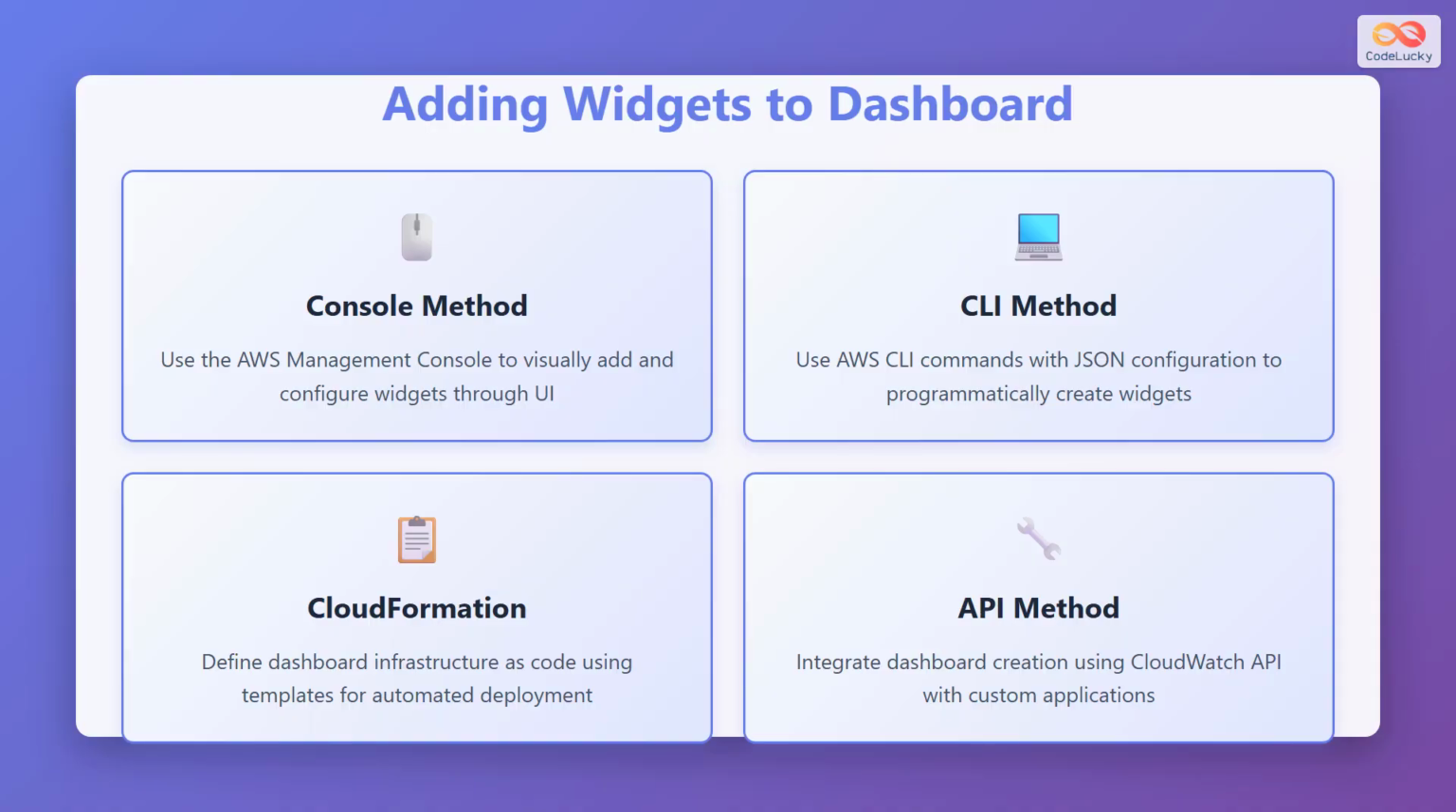There are multiple methods to add widgets to your dashboards. The console method uses the AWS Management Console, allowing you to visually add and configure widgets through an intuitive user interface. The CLI method uses AWS command line interface commands with JSON configuration files to programmatically create widgets. CloudFormation lets you define your dashboard infrastructure as code using templates, enabling automated deployment and version control. The API method allows you to integrate dashboard creation directly into your custom applications using the CloudWatch API.